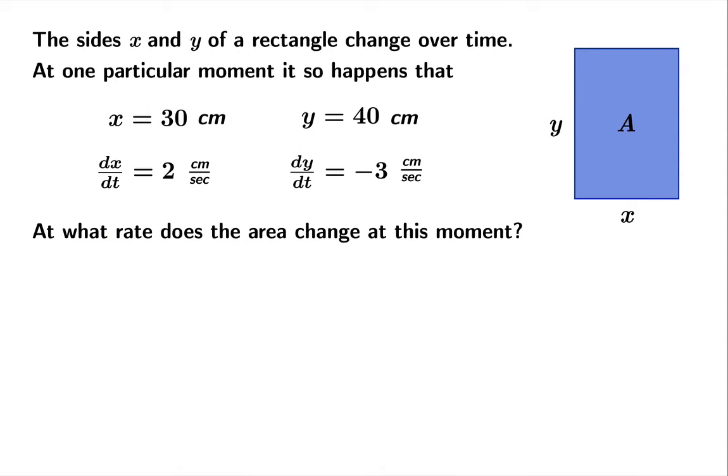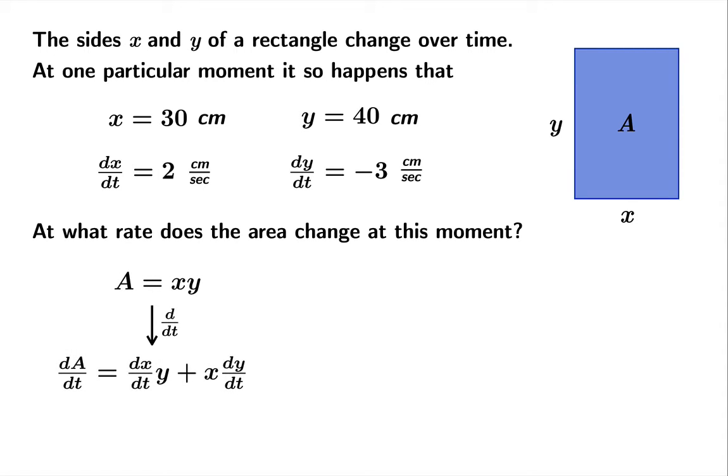Let's look at a very concrete problem. The sides x and y of a rectangle change over time. And there's a particular moment where it just happens to be the case that x is 30 centimeters, y is 40 centimeters, dx/dt is 2 centimeters per second, and dy/dt is negative 3 centimeters per second. So notice that would mean that the side labeled x happens to be growing while the side labeled y happens to be shrinking. Now the question is, at what rate does the area change at this particular moment?